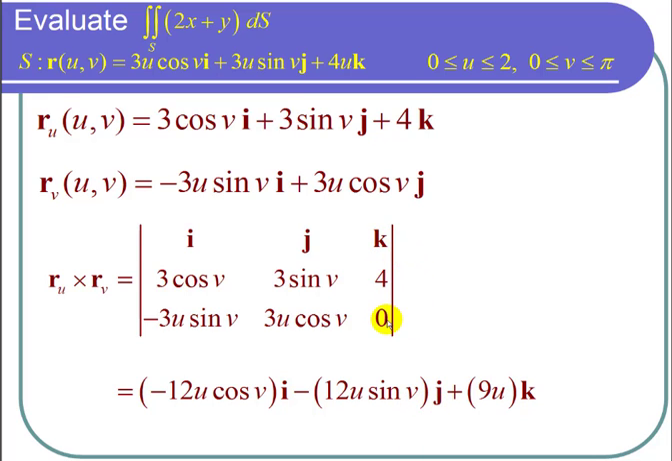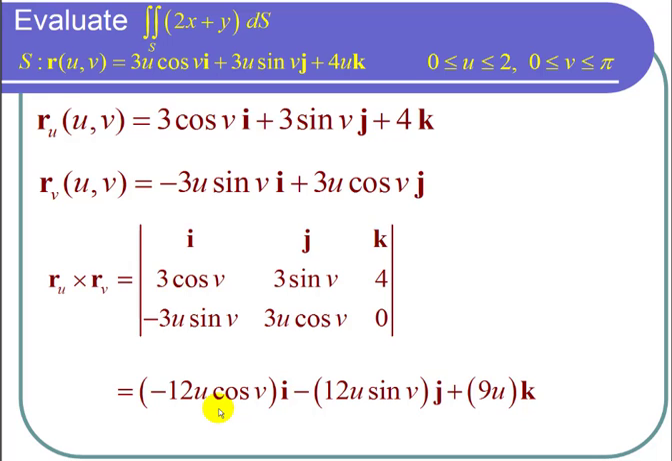And then for the k component, I get 9u cosine squared v minus a negative, or plus, 9u sine squared v. I can factor out the 9u, and cosine squared v plus sine squared v is 1. So I just get 9u k. So there's the Ru cross Rv. I need to find the magnitude of Ru cross Rv.